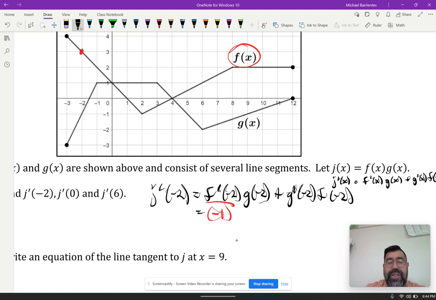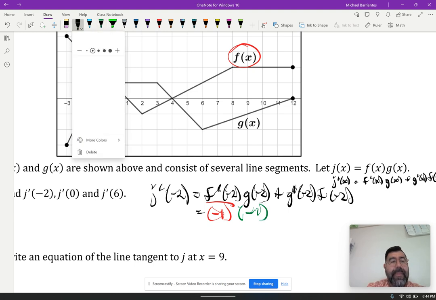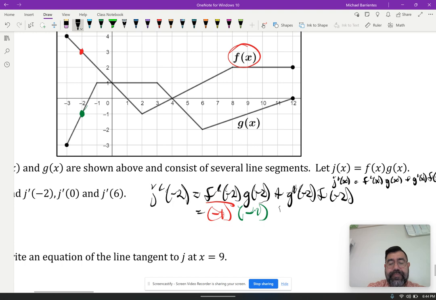Times, what is g of -2? G of -2 is the y value there, and the y value is -1. Plus, what is g prime of -2? Now we're looking for the slope at that green point on the g graph. Well, the slope looks like it goes 2 up and 1 over, right? 2 up and 1 over. So that means my slope is 2.